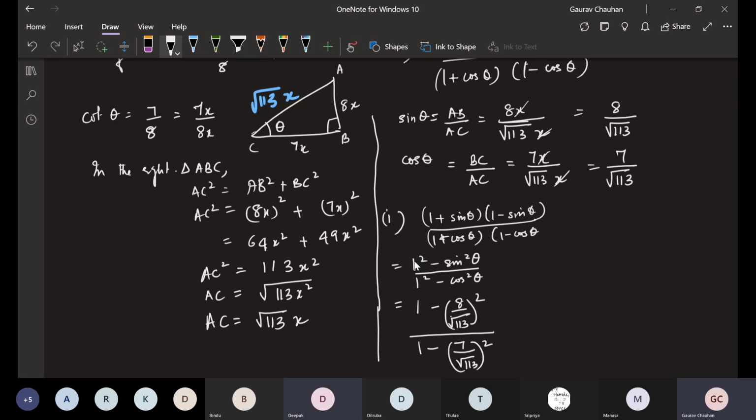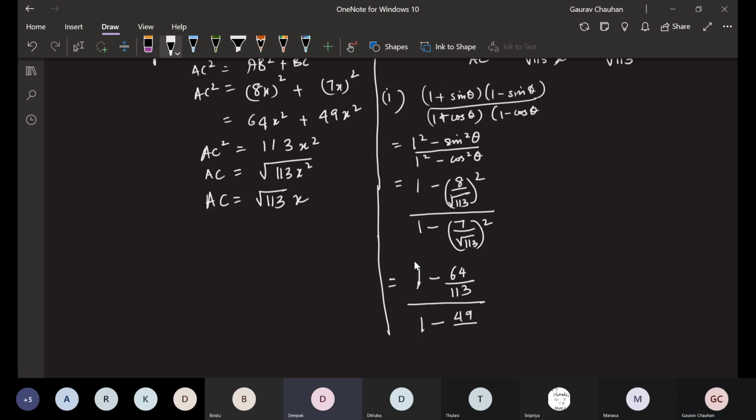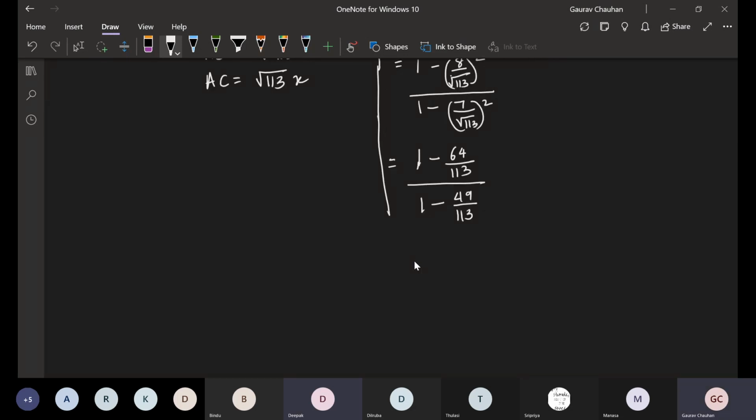Continue, Deepak. Then we'll find the squares. So 8 into 8, 1 minus 64 by 113. Root 113 square will become just 113, divided by 1 minus 49 by 113. Continue. Then we'll subtract them. So we have to make the denominator same.